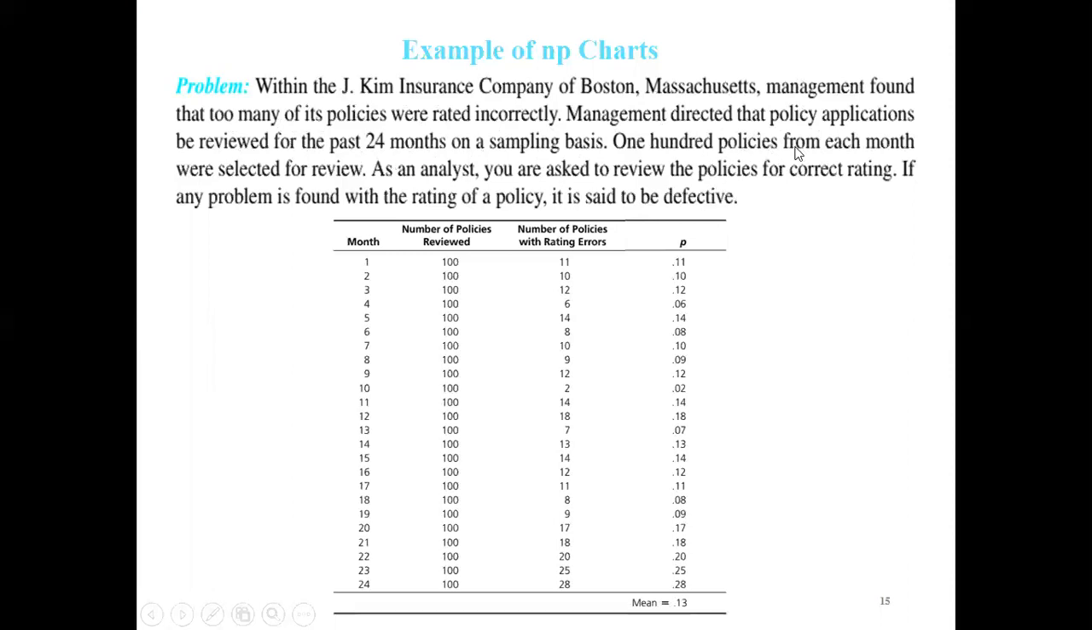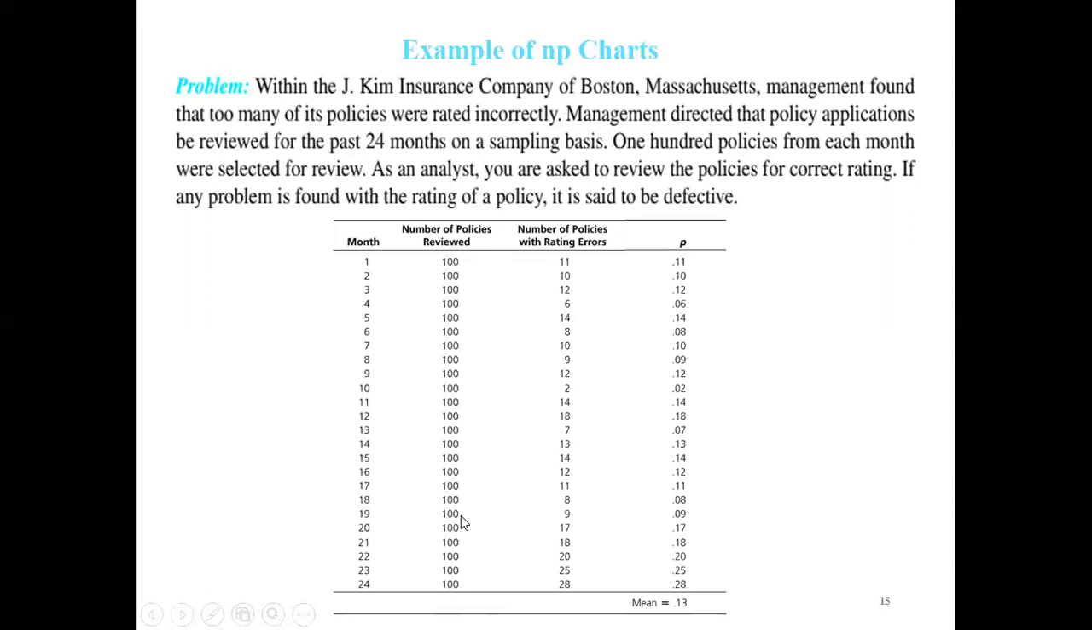100 policies from each month were selected for review. As an analyst, you are asked to review the policies for correct rating. If any problem is found with the rating of a policy, it is said to be defective. So 24 months and 100 policies for each month. So 100, 100, 100, 100 till 24.